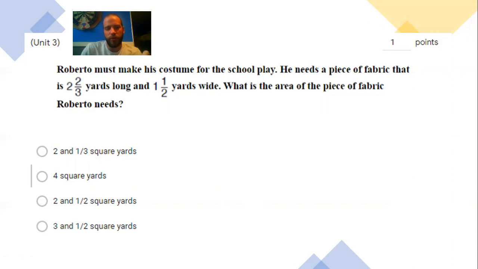So the improper fraction of 2 2/3, well, each whole is 3/3. So you have 3/3, 6/3. So the 2 wholes is 6/3 plus 2/3. So it's not just 2 wholes. So it's 8/3 on that side.